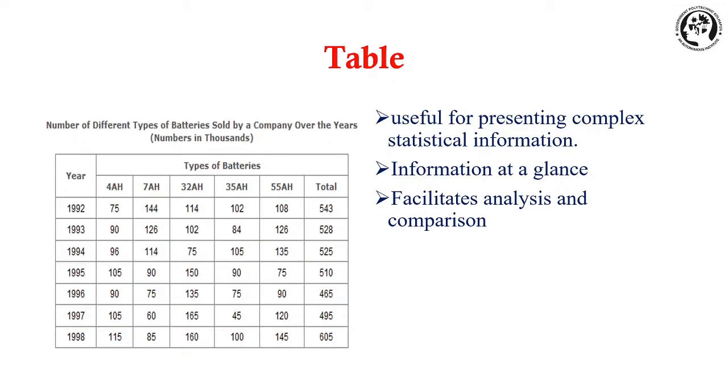Now the tables. Tables are commonly used type of graphical communication. They are simple to create and they are commonly used tools for analysis and classification of data. They are useful for presenting complex statistical information at a glance. They facilitate analysis and comparison, as I had said earlier. One illustration is also given here, and I know all of us are familiar with tables.